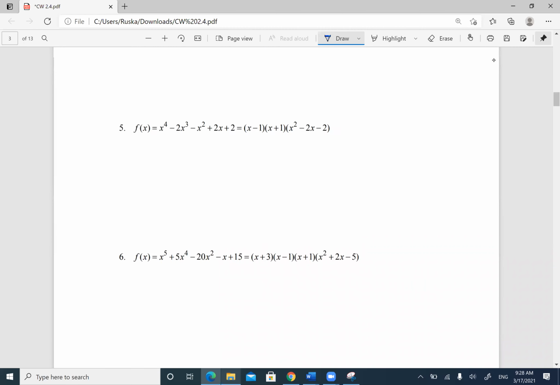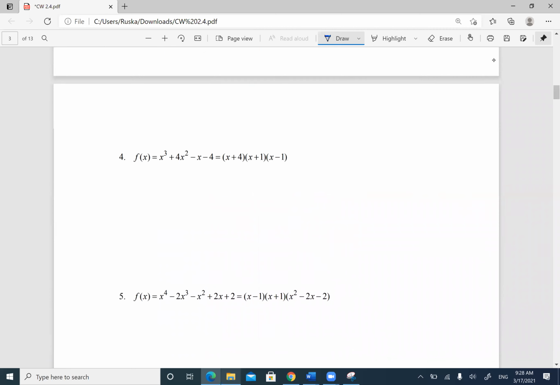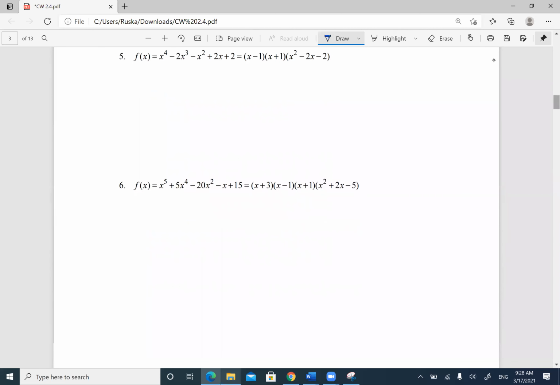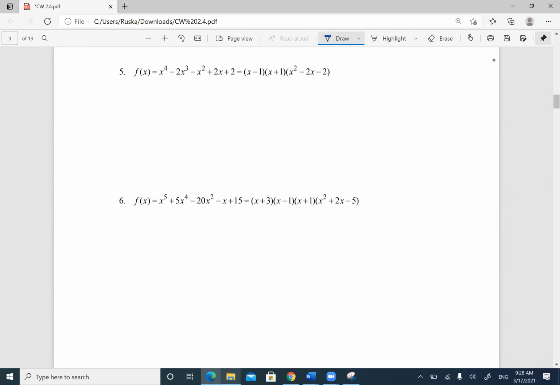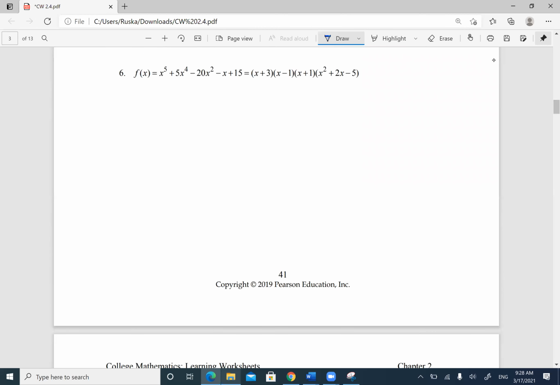Okay, so we're going to do 5, 4, 6. Which one do you want to do? 6. Okay, let's do 6. So we're going to start the same way. What is the degree? 5. The degree is 5 because the highest exponent for x is 5.